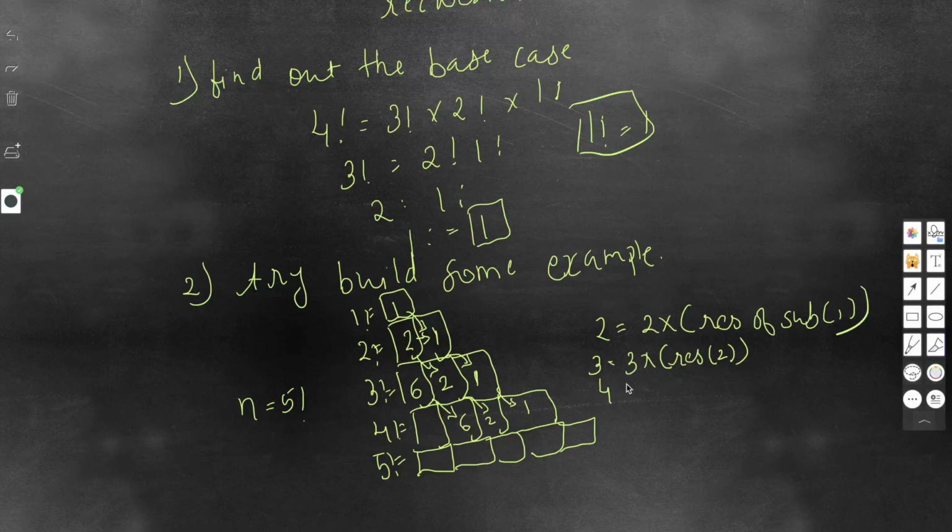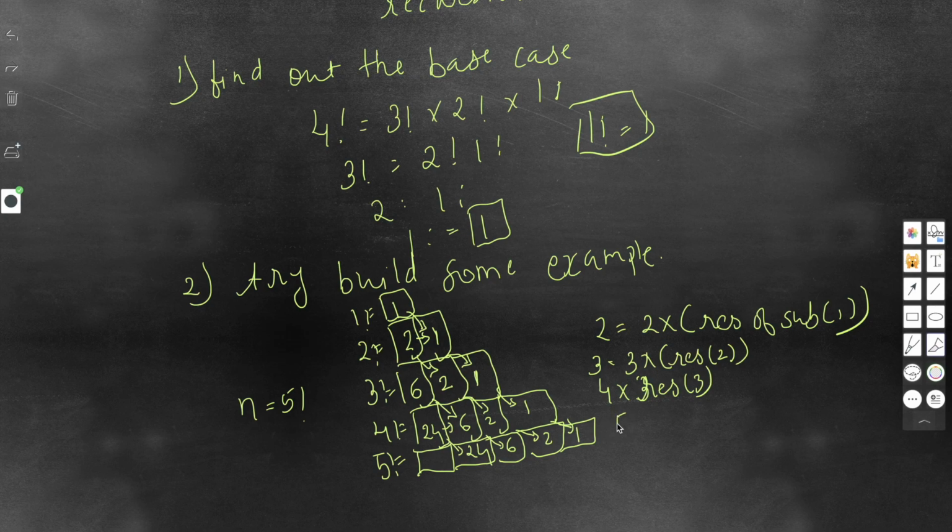For 4, how should I calculate? It says 4 into the result of 3. So what is the result of 3 I got? That is 6. So 4 into 6, that is going to be 24. Sub problem result of 1 is 1. Sub problem result of 2 is 2. Sub problem 3, 6. Sub problem 4, 24.